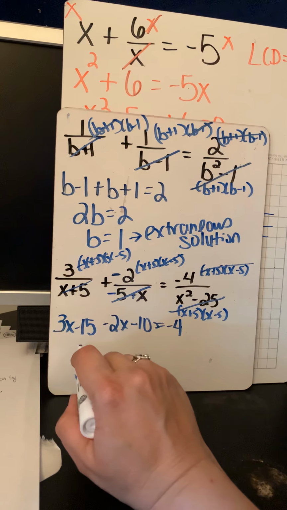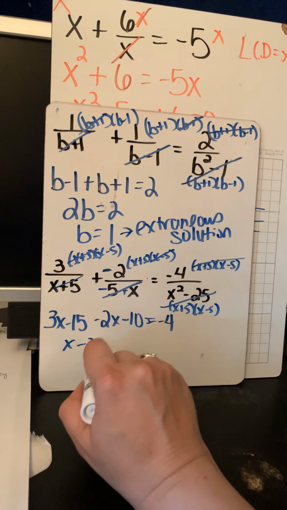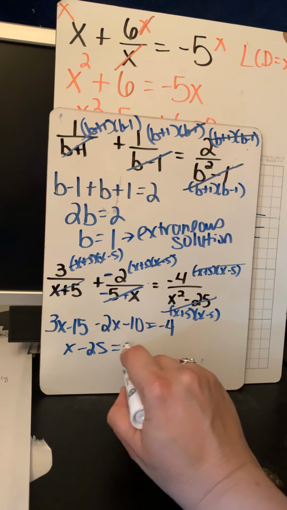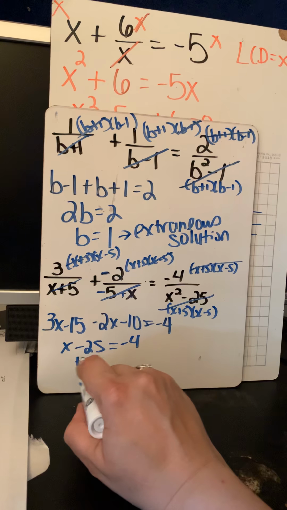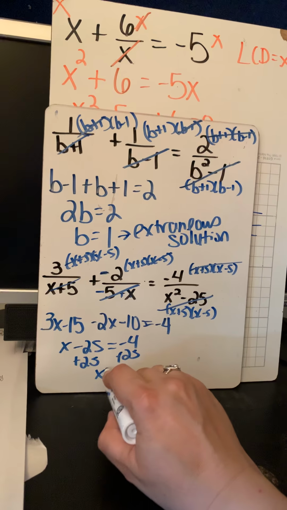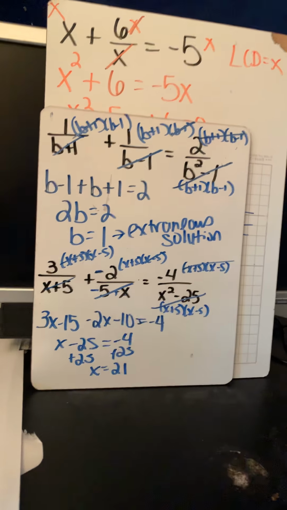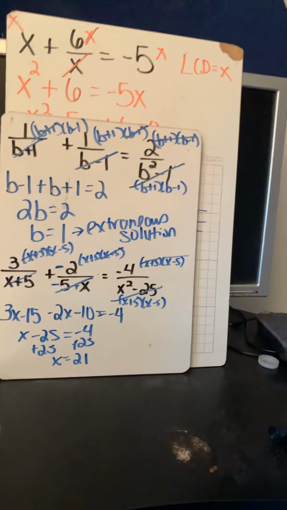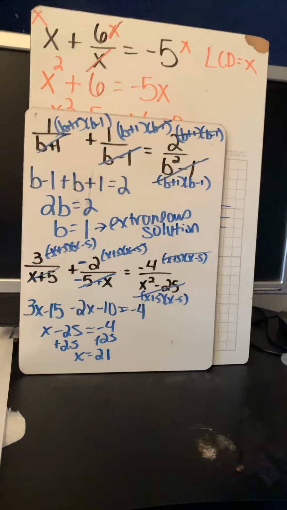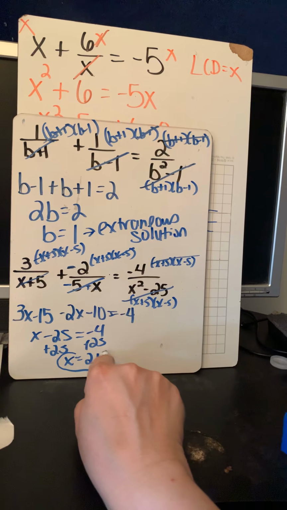Solve. 3x minus 2x is x. Negative 15 and negative 10, negative 25 equals negative 4. We're going to add 25. X equals 21. Plug it back in. Yeah, it works. So therefore, that is a real solution. It's not extraneous. That would be my real solution.